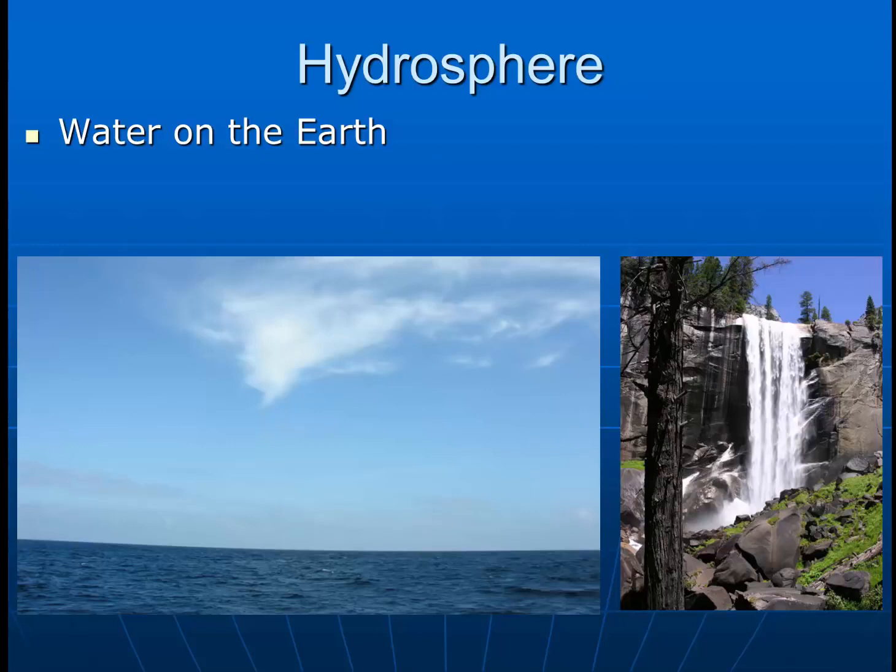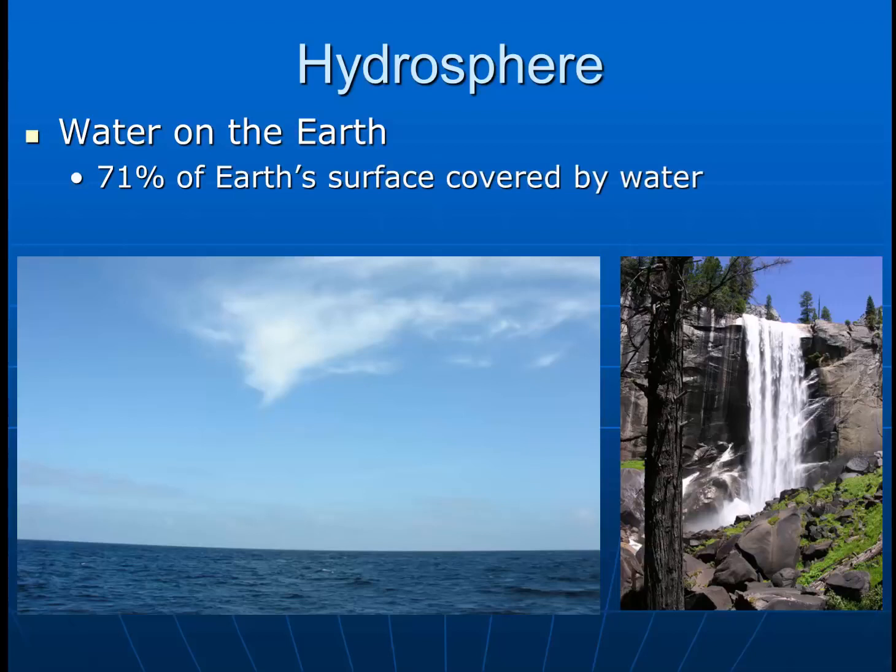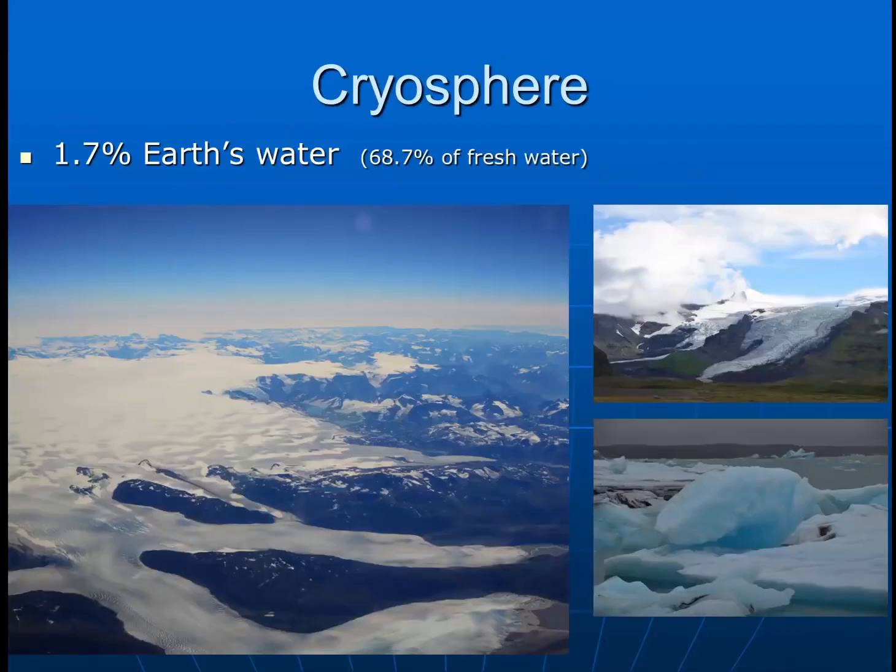Our planet is referred to as a water planet because 71% of the Earth's surface is covered by water. Much of that water is in the oceans, some 97%, which only leaves 3% as fresh water. But don't think that that's all located in rivers and lakes and streams, because the vast majority of our fresh water is what is locked up in the cryosphere, or the ice on the planet.